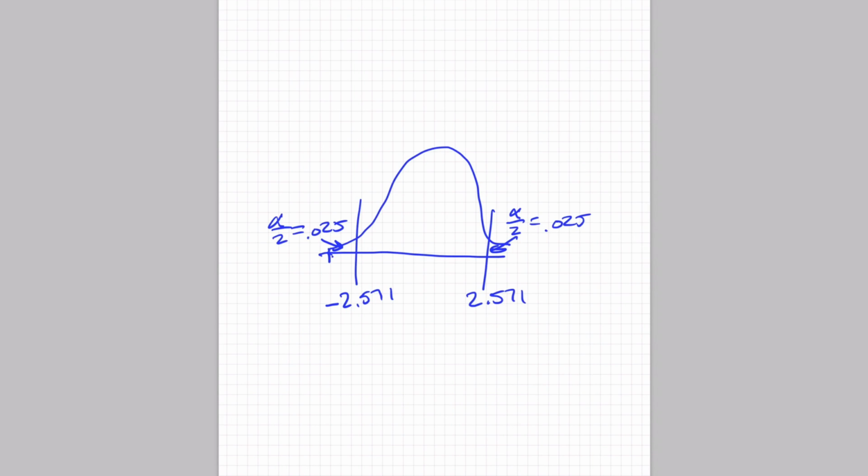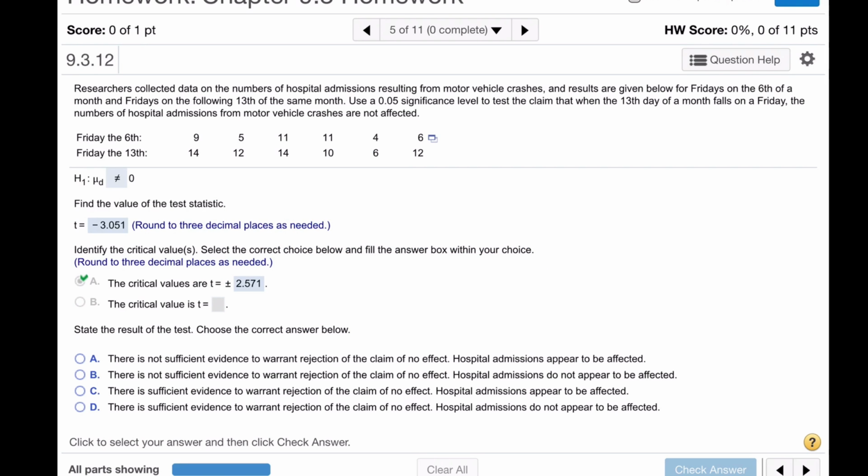The t-test value of minus 3.051 is less than minus 2.571. So our test value lies outside of the critical value, in other words, in the rejection region where we will reject the null hypothesis. In rejecting the null hypothesis, we are concluding that a difference does exist. So our selection will be C. There is sufficient evidence to warrant rejection of the claim of no effect. Hospital admissions appear to be affected.